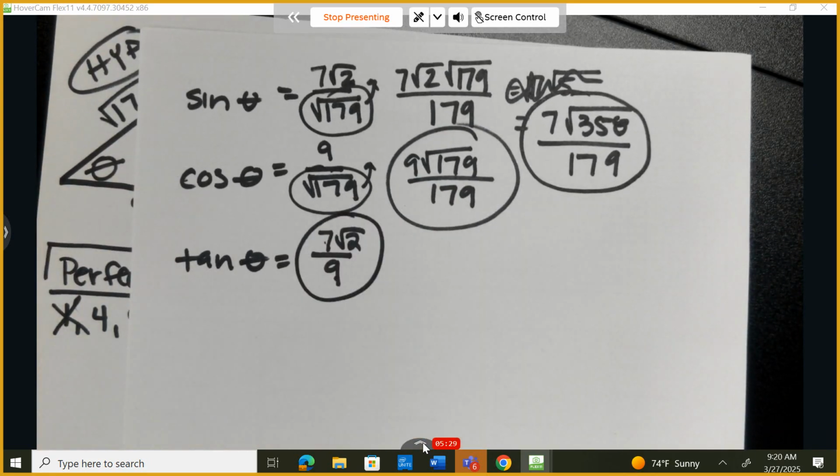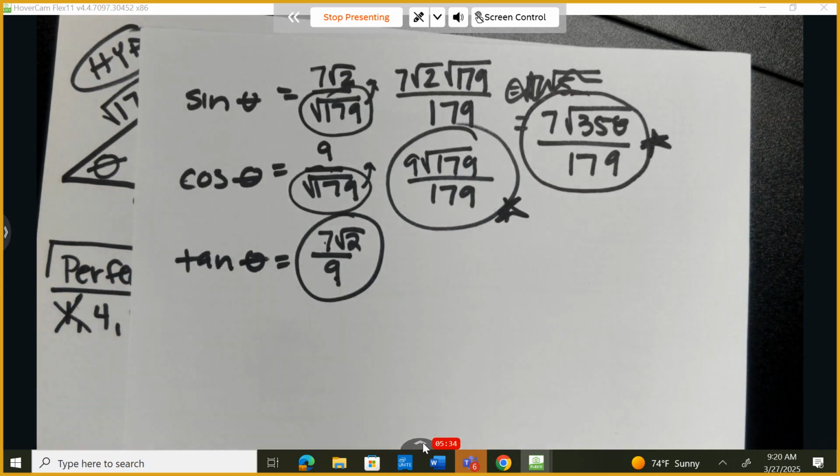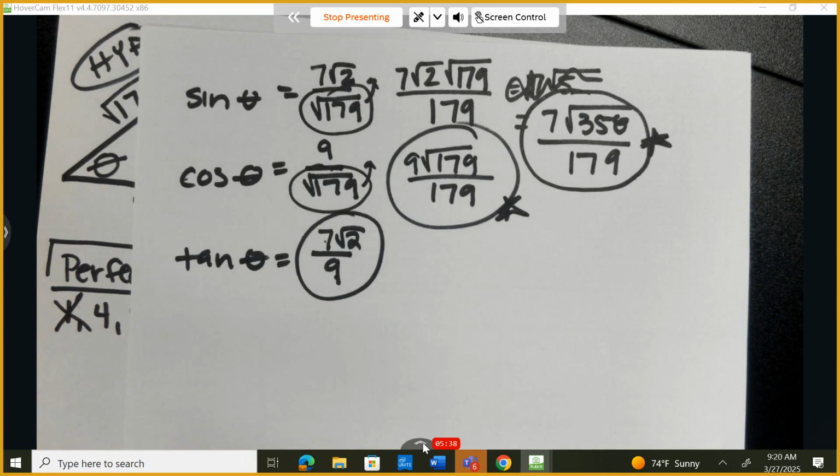Why, please turn to your partner. Are you ready? Why for sine and cosine did I have to do all this extra work of rewriting things, but for tangent, I just had to make sure it was simplified? Turn to your partner. 10 seconds go.